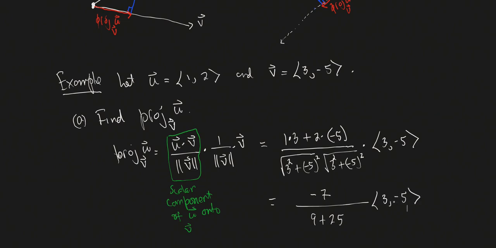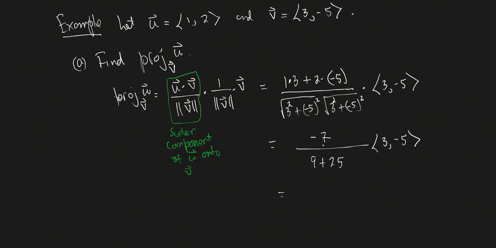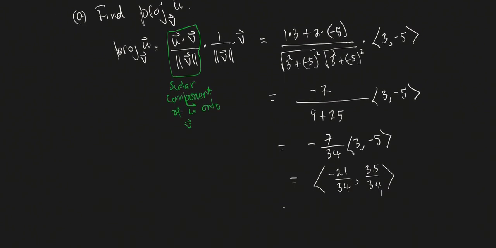and then I have 3 minus -5 as my components. So I have -7 over 34 times the vector 3, -5, and then I can distribute the -7 over 34 and get the vector -21 over 34, comma 35 over 34. So this is the projection, this is the vector, right? This is the orthogonal projection of u onto v, right?